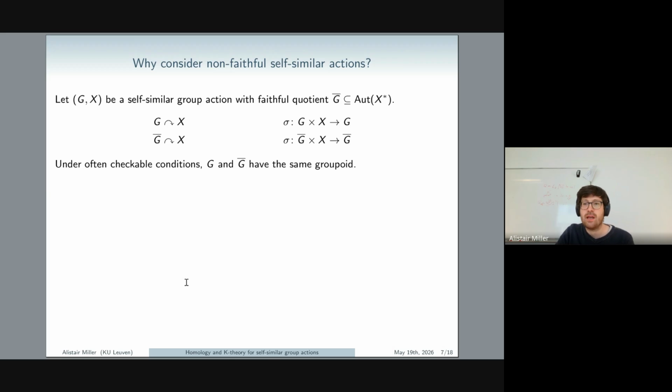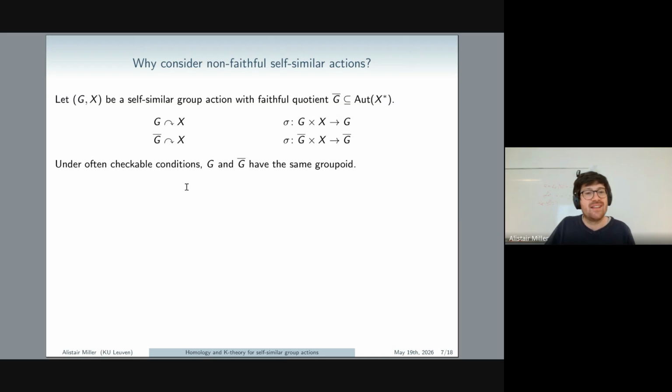And it's not at all obvious at first why studying non-faithful self-similar actions can help us at all when we're interested in faithful ones, right? But the point is that often when you build this groupoid and this C-star algebra, which I'm going to leave as a black box for this talk. If you've seen the construction of the groupoid and the C-star algebra before, then great. And if not, I'm not sure me going through that construction will help you much in this online talk.